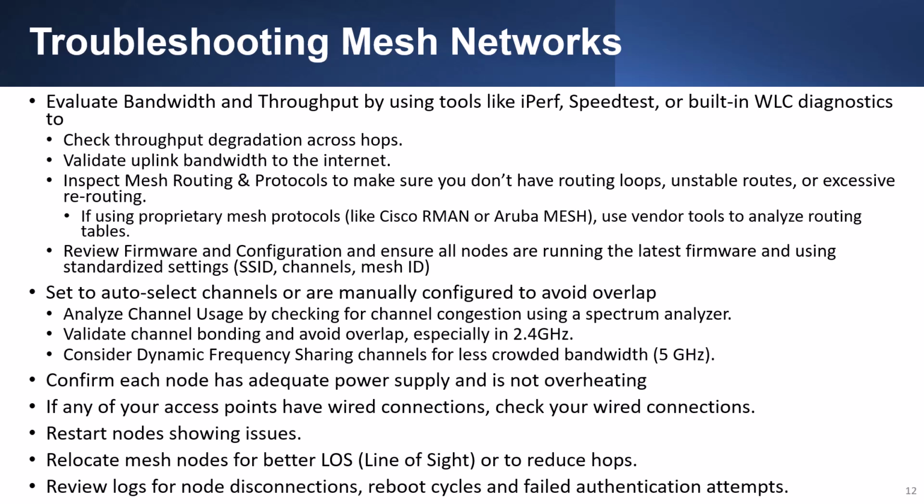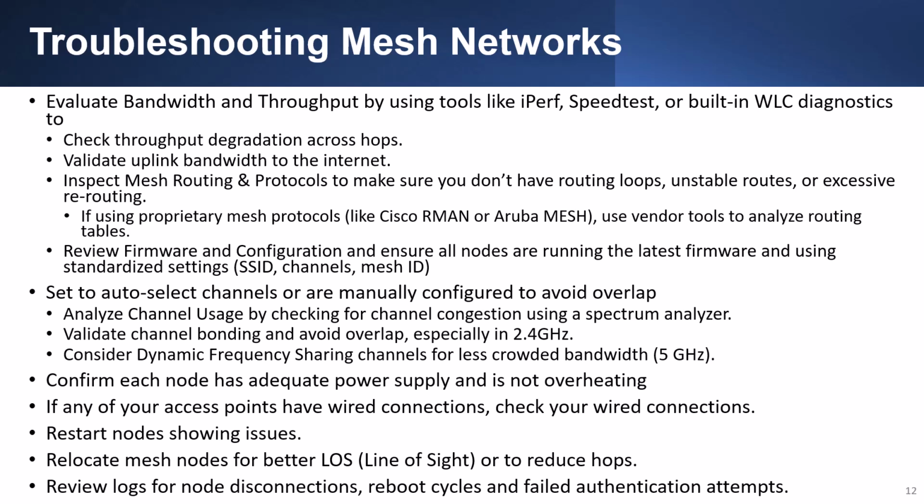Evaluate bandwidth and throughput by using tools like iPerf, Speedtest, or built-in WLC diagnostics to check throughput degradation across hops, and validate uplink bandwidth to the internet. Inspect mesh routing and protocols to make sure you don't have routing loops, unstable routes, or excessive rerouting. If using proprietary mesh topologies like Cisco RMAN and Aruba Mesh, use vendor tools to analyze routing tables.